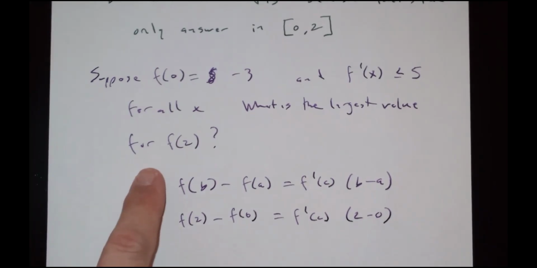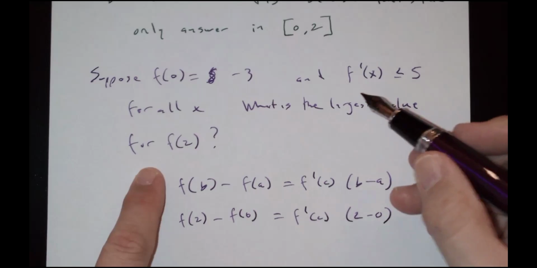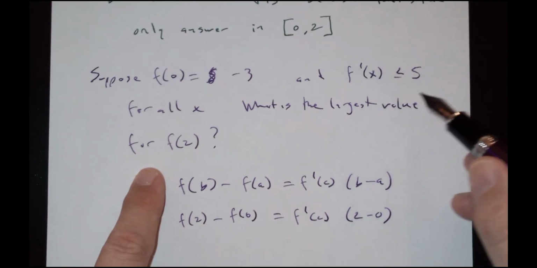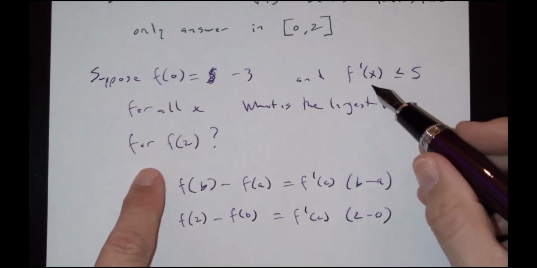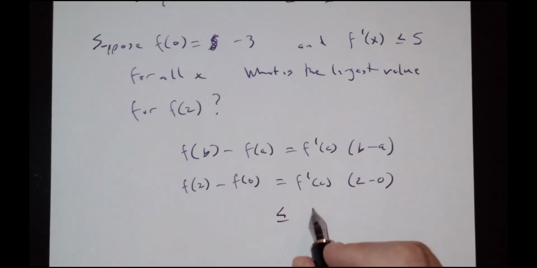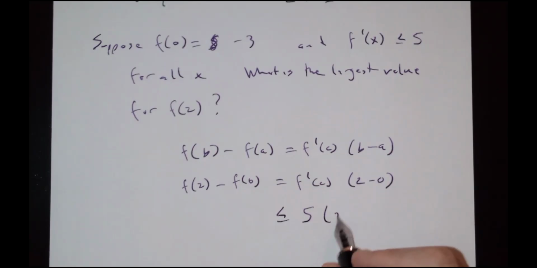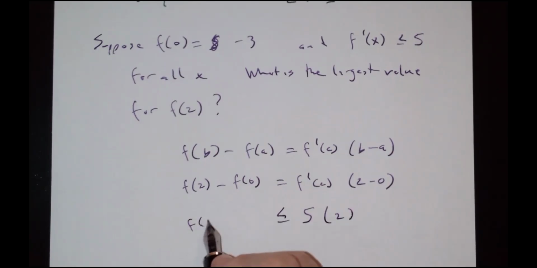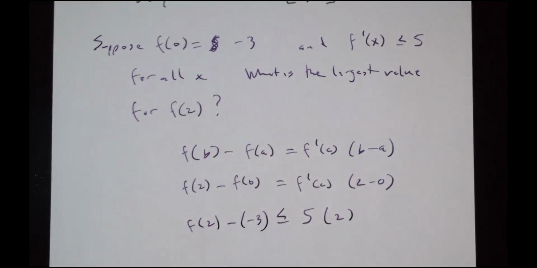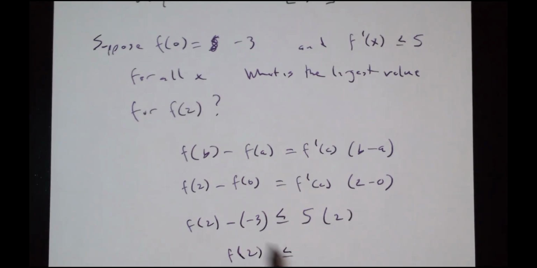We're asking about the biggest possible value for f of 2. What do I know about f prime of c? It can't be any bigger than 5, because the whole derivative is never bigger than 5. This thing is less than or equal to 5. And over here, I have f of 2 minus -3. I just have an inequality involving f of 2. f of 2 must be less than or equal to 10 minus 3.